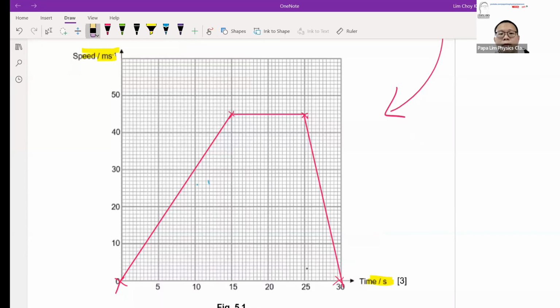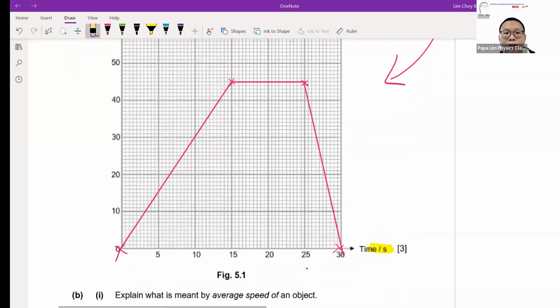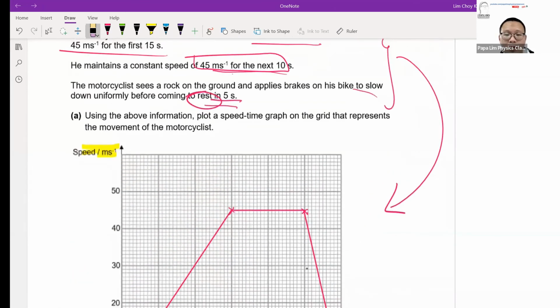Once you take note of these 3 factors, the x-axis time unit, the gradient, which is the acceleration, and the area under the graph, which is distance, you will find that you are ready to tackle the questions for this part B.